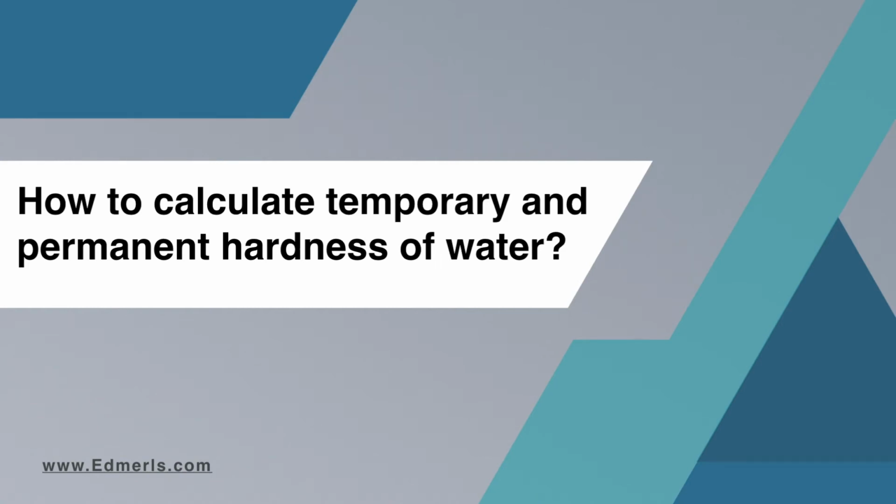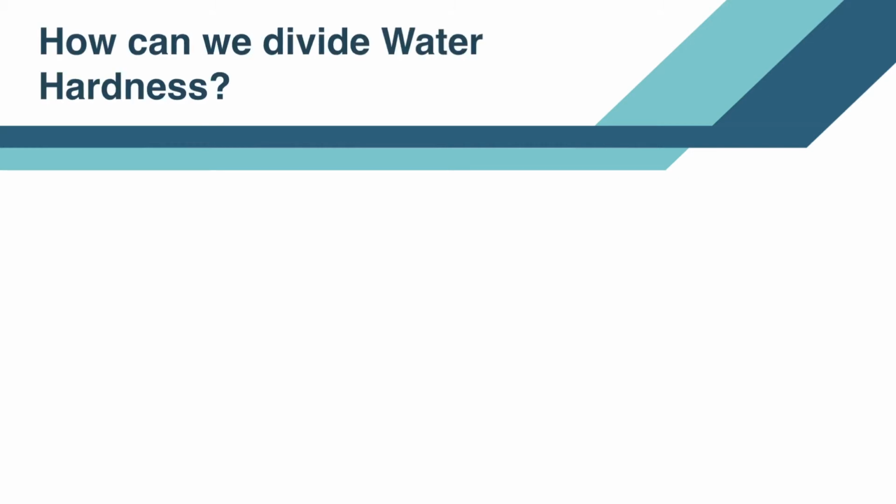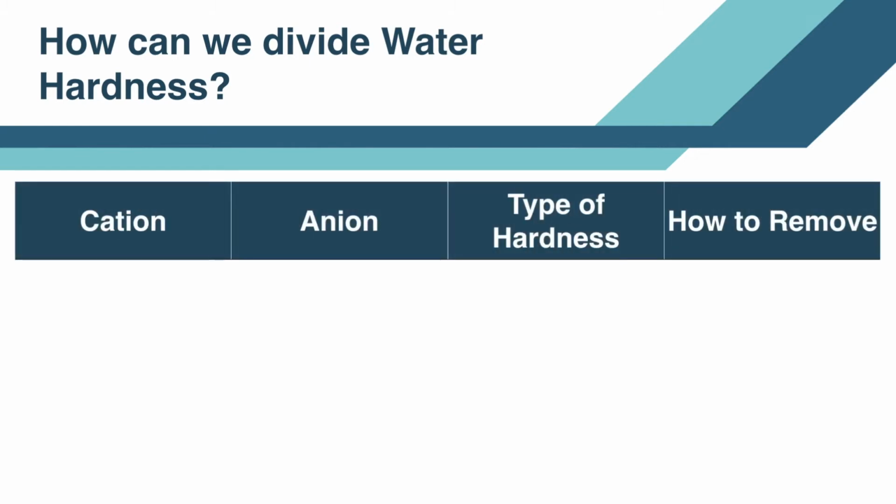Hello everyone. Today we are going to learn how to calculate temporary and permanent hardness which is present in your water sample. Before calculating temporary and permanent hardness, first of all you have to identify which salt is responsible for temporary hardness and which salt is responsible for permanent hardness.